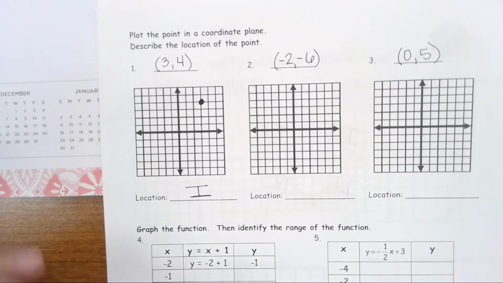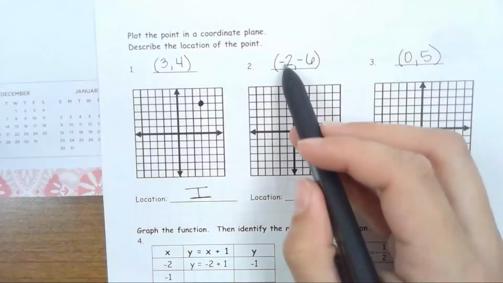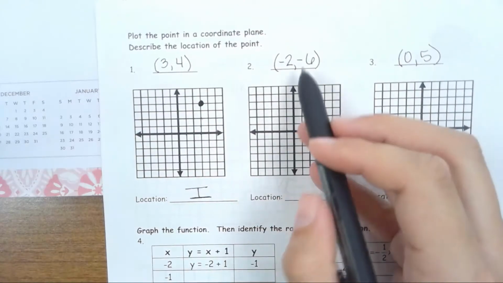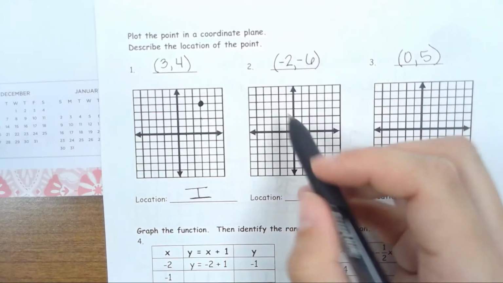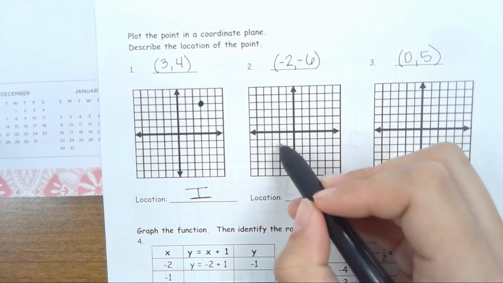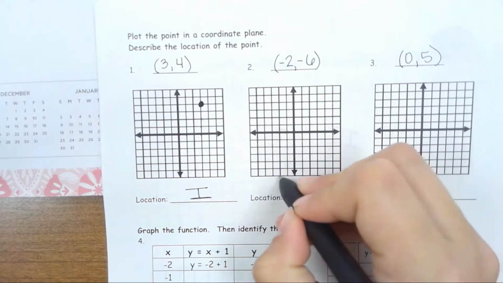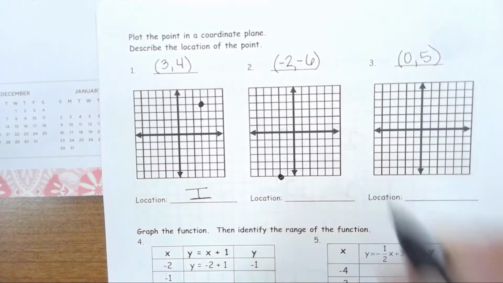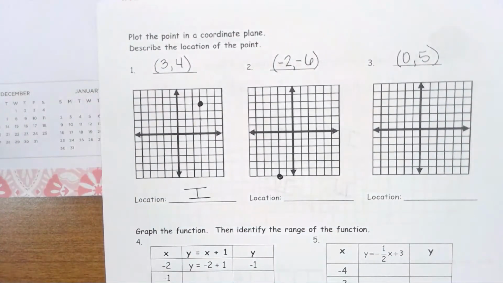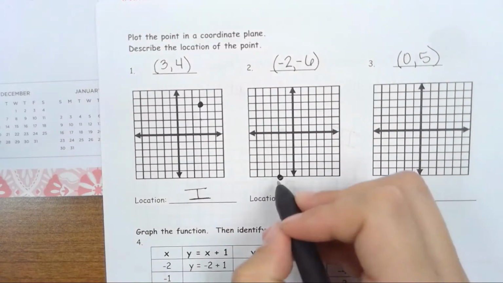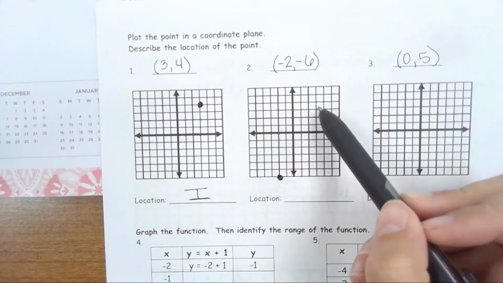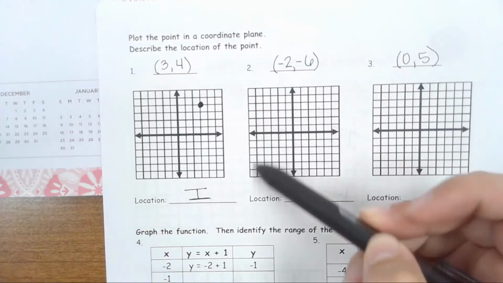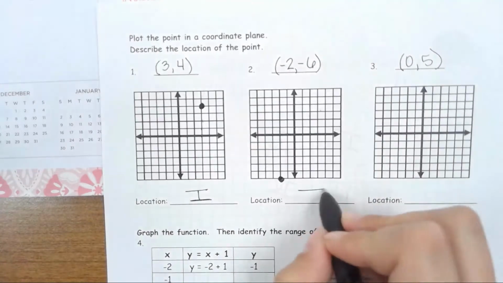All right, next one, -2, -6. So negative says that we're going to go left 2, and another negative says that we're going to go down 6. So 1, 2, 3, 4, 5, 6, and this is where that point goes. And then we do need to label that location. So notice how this is quadrant 1, quadrant 2, and this section is quadrant 3.